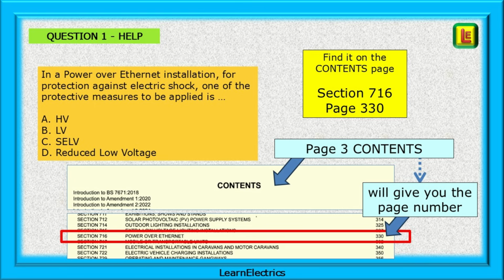After all, you only have an average of 2 minutes per question. Instead, we can find it through the contents page, page 3 of the book. This is quick and proven.